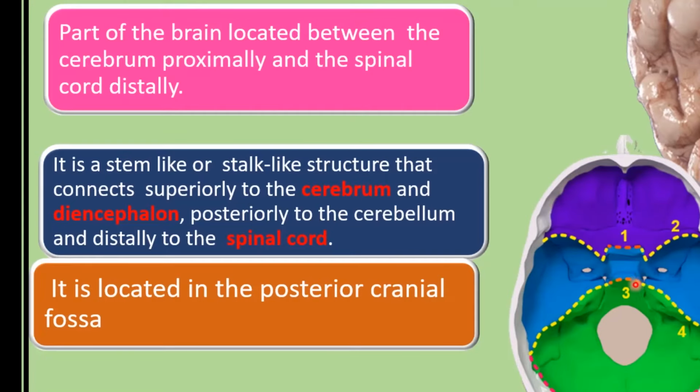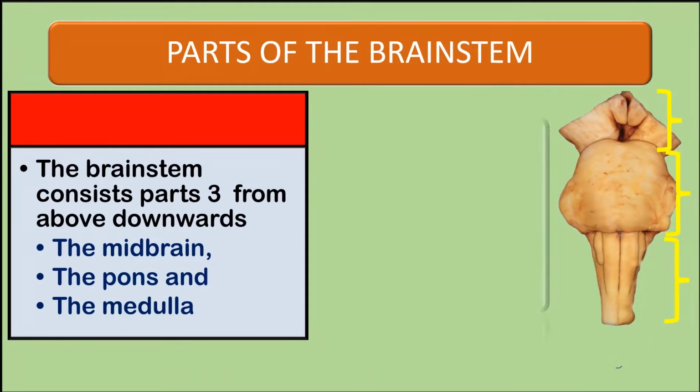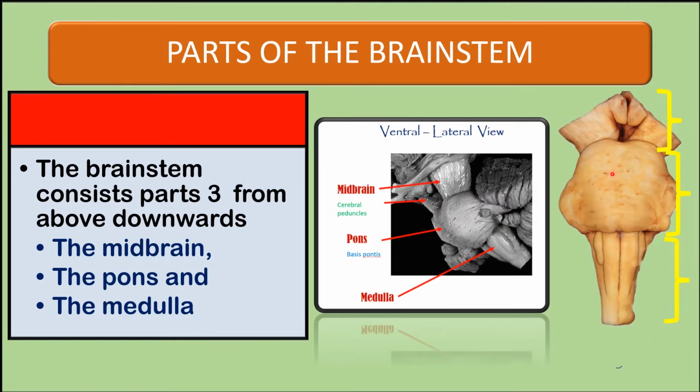This part of the brain is located in the posterior cranial fossa. Here is the posterior cranial fossa, and this is the part where we are going to see the brainstem lodged in. We'll look at the parts of the brainstem. What we have here is an anterior view, and this is an anterolateral view. In this view, we are seeing the midbrain, the proximal part, and then here is the pons, and then distally here is the medulla, or the medulla oblongata.